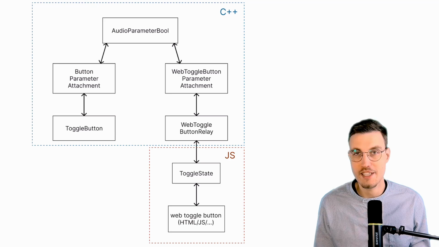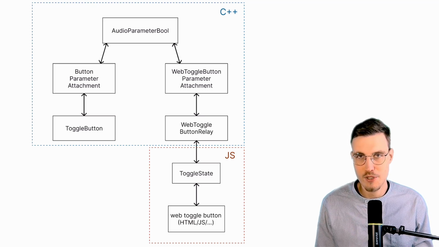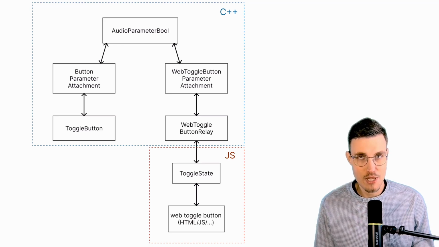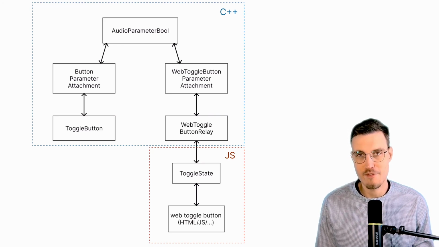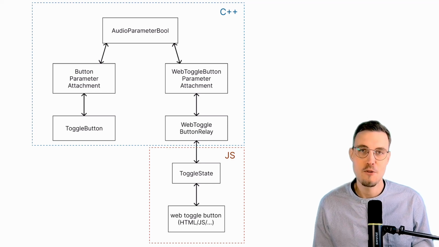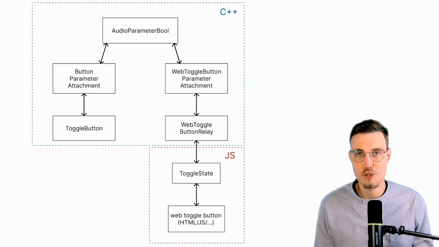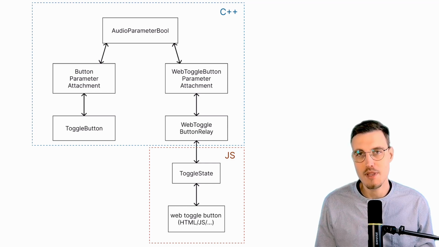We'll first take an overview of the classes involved in both the traditional toggle button and the WebView-based toggle button. We'll then implement the parameter and processing involved with it in the audio domain. We'll then expose a C++ toggle button that will control this audio parameter. And finally, we'll implement a WebView-based toggle button that you can use to control your audio plugin's bool parameter.